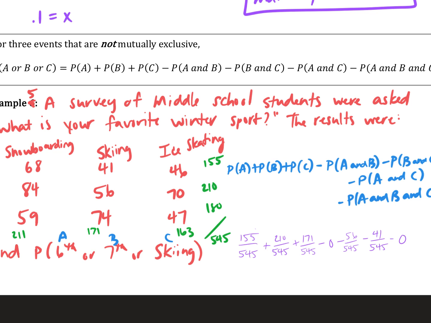Does everyone understand that? Does that make sense? Yes? And now literally you do the math. By the way, if you notice all the denominators are the same, just do the top numbers, find that answer, divide by 545.